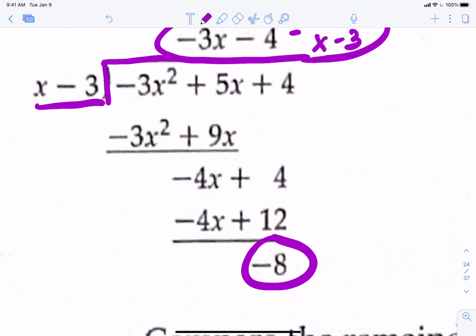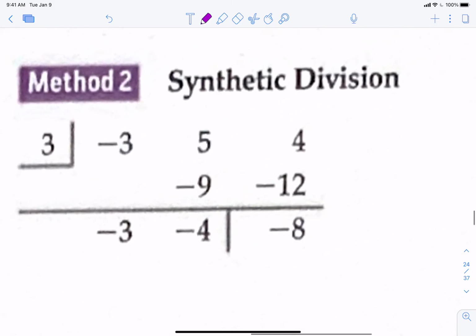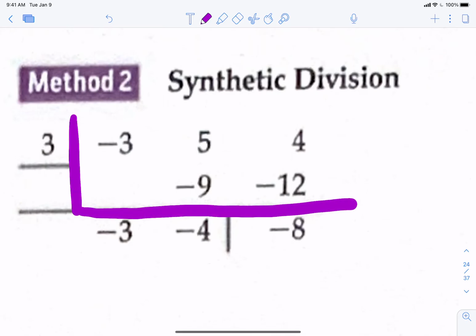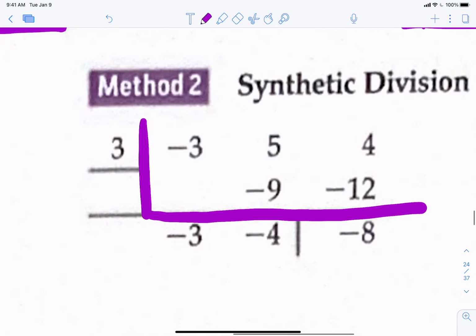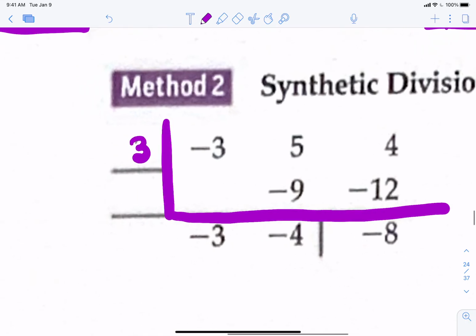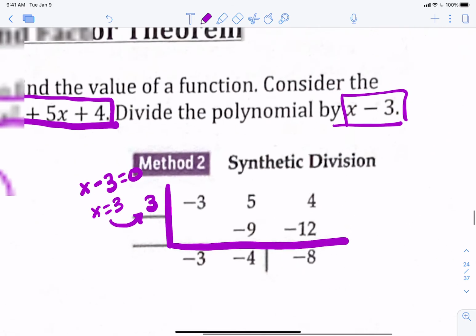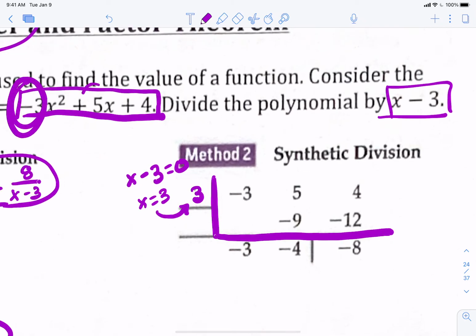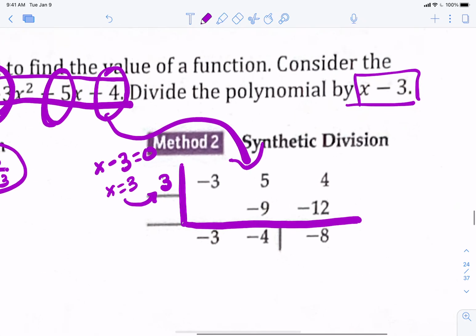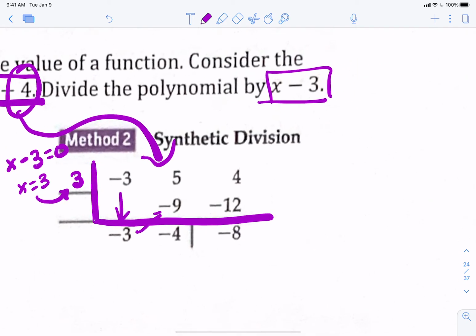All right, now if I do synthetic division, they kind of set it up as a weird looking box. Usually I just do my box that looks like this, so kind of make your lines look like I do. Why is 3 on the outside here? If you set x minus 3 equal to 0, x is actually equal to 3. So that was the weird thing with synthetic division. You have to set it equal to 0. 3 goes on the outside, okay? And then my coefficients, negative 3, 5, and 4, they go down here. Then I drop the negative 3, and then I multiply 3 by it to get negative 9, and then I add to get negative 4, and then I multiply to get negative 12, and then I add to get negative 8, and my remainder is negative 8.